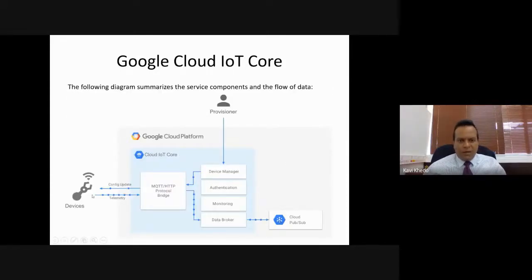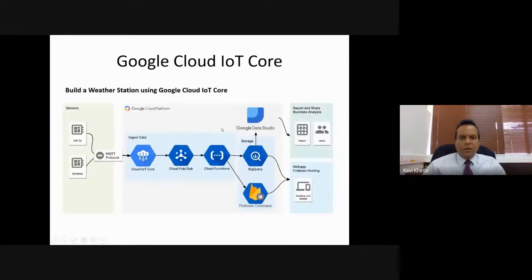This is just an example. You have devices transmitting data using the MQTT protocol to the cloud. On this side, you have a data broker. It goes using pub-sub communication on the cloud, and then it provides the data. This is the provisioner in terms of the data.